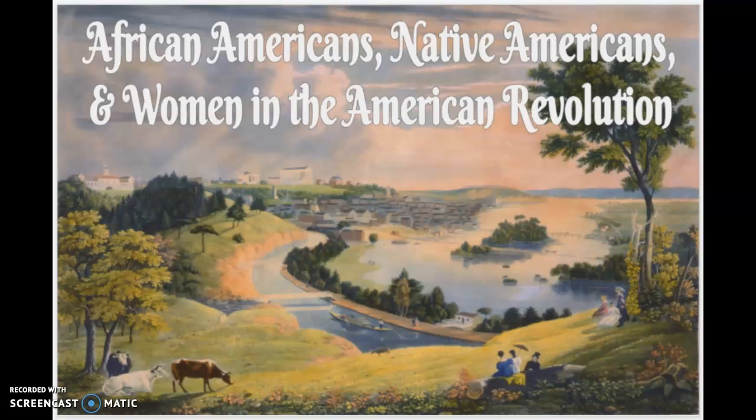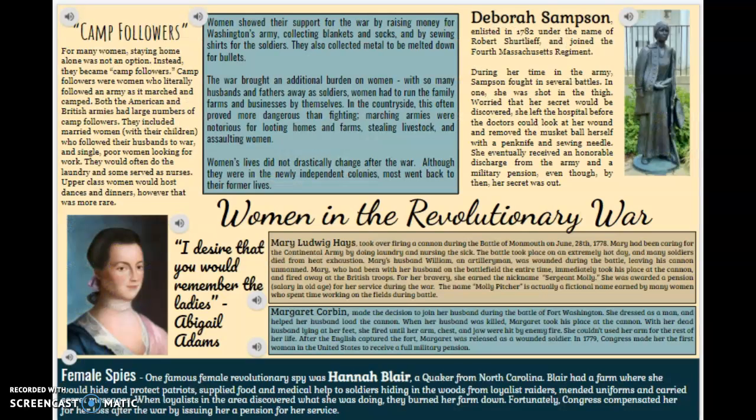So for this week, we're going to finish up our American Revolution, and our class assignment this week is African Americans, Native Americans, and Women in the American Revolution. For my in-class students, we're going to have these posters, and we're going to work in socially distanced groups. For my remote students, you can work at your own pace to finish this information. Remember, if you have questions as you're going through it, feel free to reach out to me on Google Classroom or through my email.